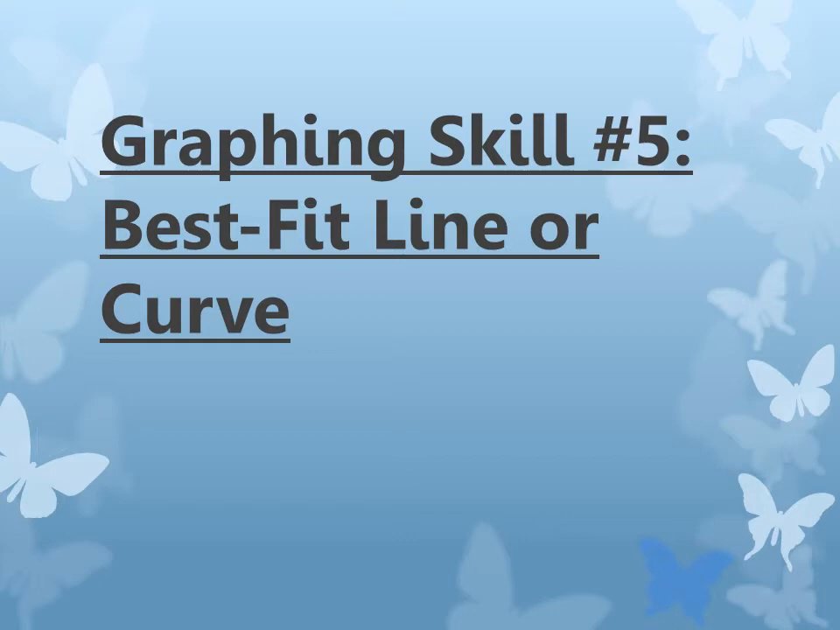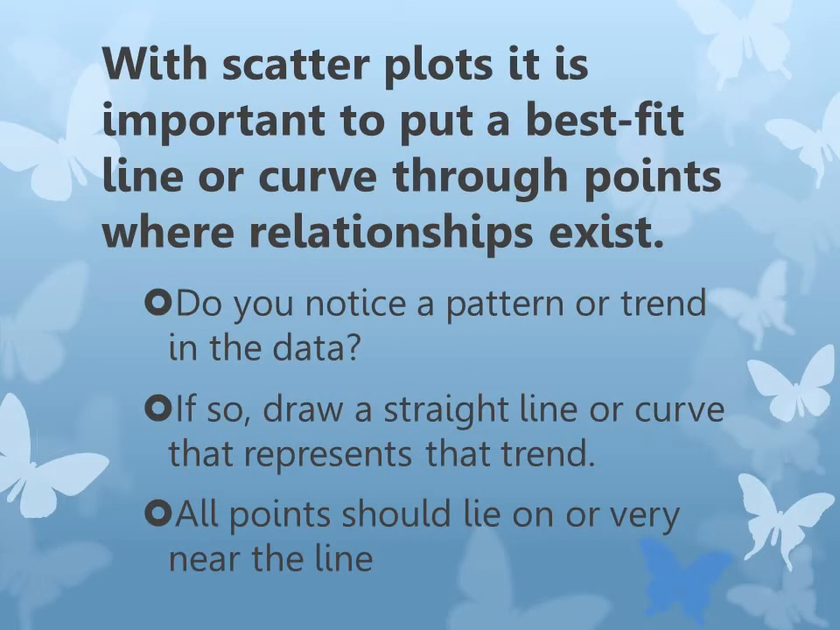Okay, graphing skill number 5, best fit line or curve. With scatter plots, it's important to put a best fit line or curve through these plots where relationships exist. What you're trying to do is notice a pattern or trend in the data. So you're going to draw a line or curve that represents that trend. You're not going to connect the points here, guys.